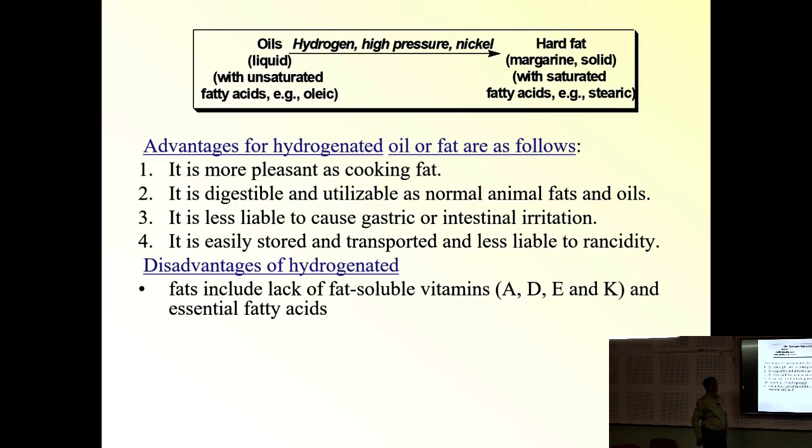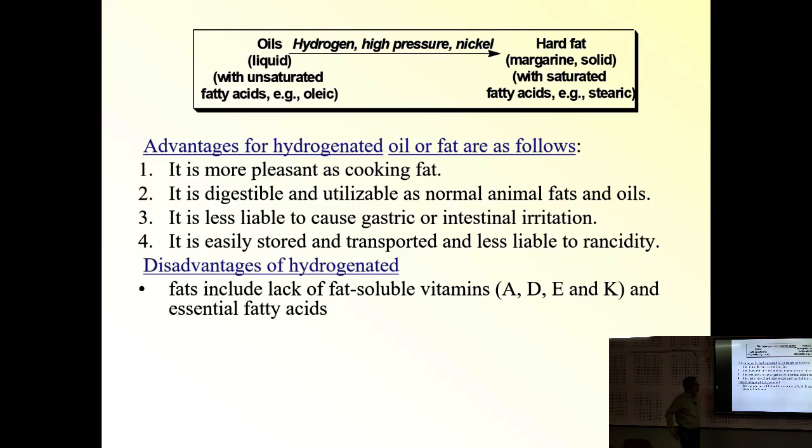Now, what are the advantages? Advantages of this hydrogenated oil. It is more pleasant as cooking fat. In bakery also, certain people are using this oil. It is digestible and utilizable. As with normal animal fats, it is less liable to cause gastric or intestinal irritations. It is easily stored and transported, less liable to rancidity. You will not find any bad odor.